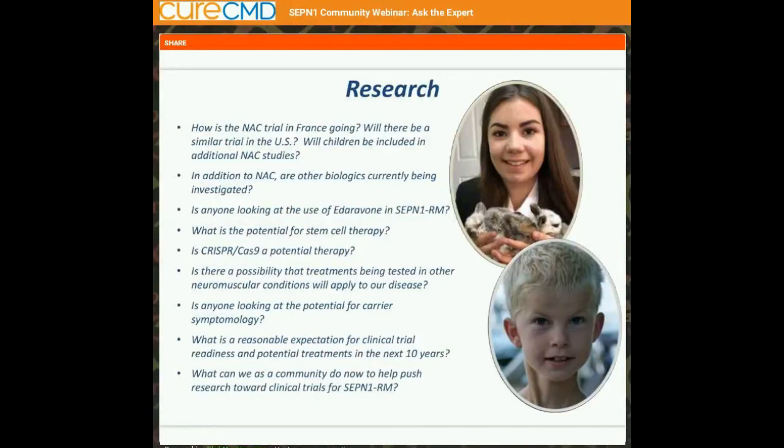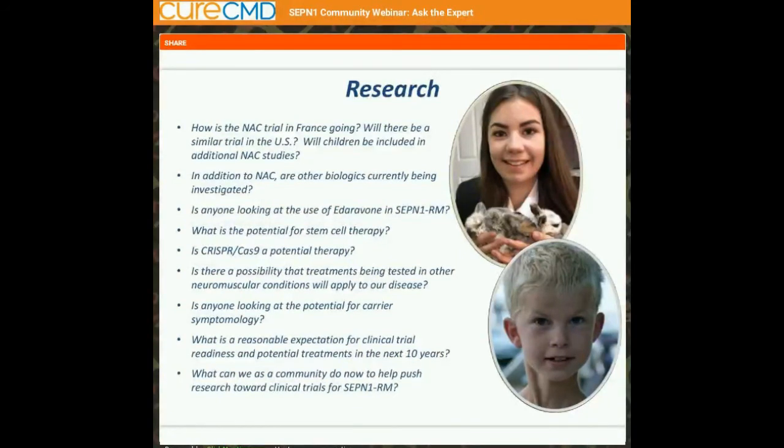Will there be a similar trial in the United States, and will children be included in subsequent NAC studies? Well, I think this is definitely something that we need to discuss during the meeting next week, and I think all forces available need to be put together to make progress with this.